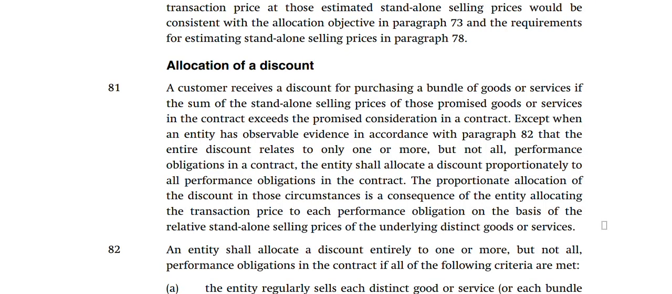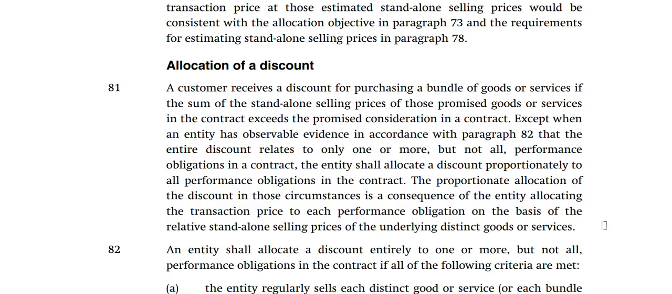Allocation of a discount, which is in paragraph 81. A customer receives a discount for purchasing a bundle of goods or services if the sum of the standalone selling prices of those promised goods or services in a contract exceeds the promised consideration in a contract, except when an entity has observable evidence in accordance with paragraph 82 that the entire discount relates only to one or more, but not all, performance obligations in a contract. The entity shall allocate the discount proportionately to all performance obligations in the contract.